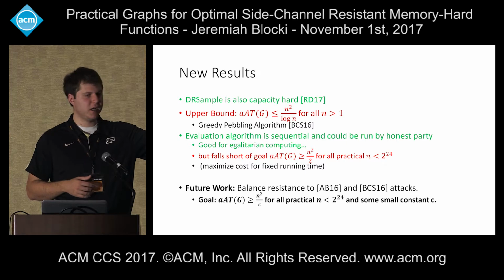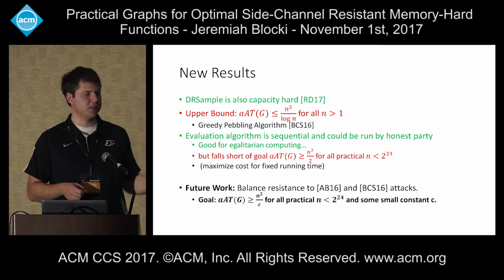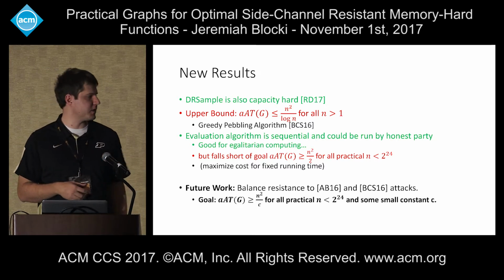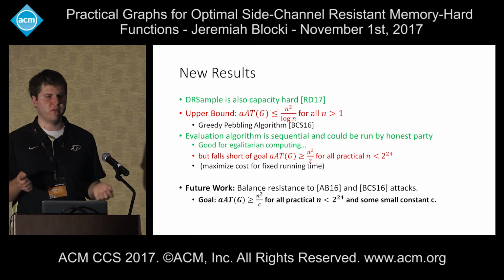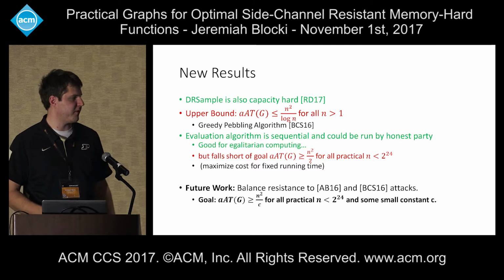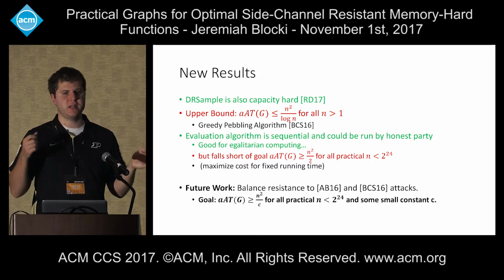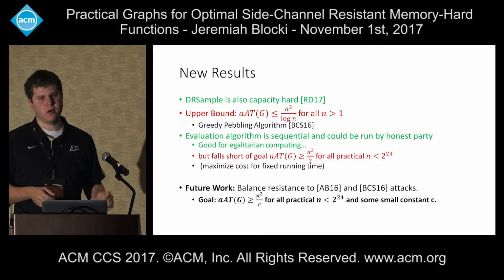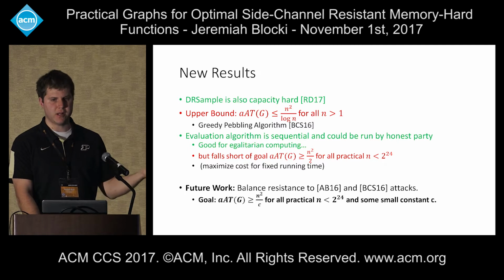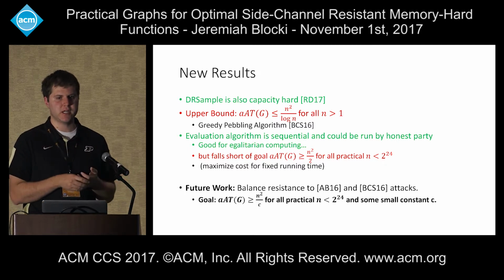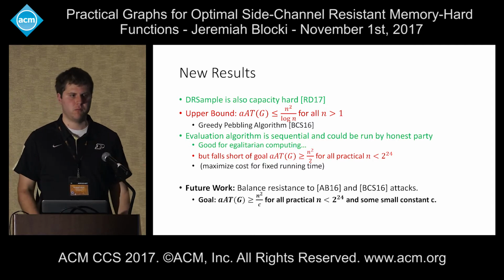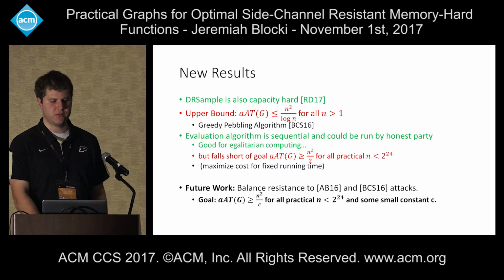On the positive side, this evaluation algorithm is actually sequential and could be run by the honest party, which could be good for the goal of honest computing, but it falls short of our goal of maximizing cost for a fixed running time. So we might hope that for practical values of n, n smaller than 2 to the 24, we really have no attack on amortized area-time complexity. So for future work, we want to balance resistance to the AB16 attacks and this Bonneau et al. attack. That's one practical challenge to address in future work.